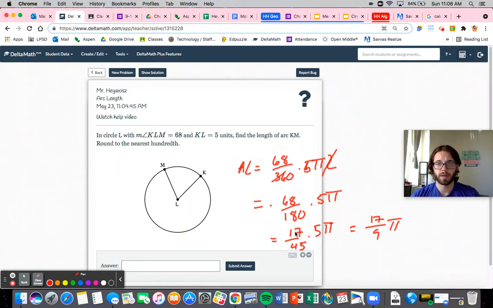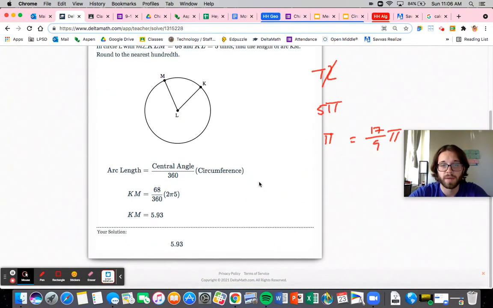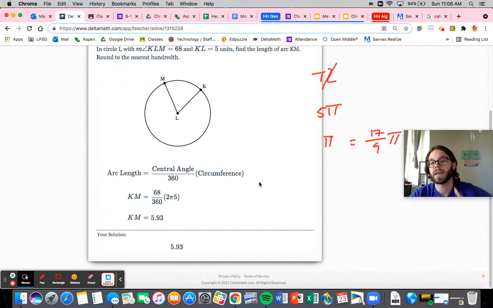And again, you're going to plug that in. 17 times pi divided by 9, and that should give you 5.93. There you have it. So do your best to simplify. If you need to leave it in terms of pi, you could have just left it as 17 pi over 9. And that's all there is to it in terms of arc length. Let me know if you have any questions, and have a great day.